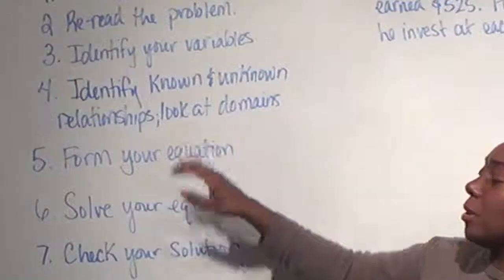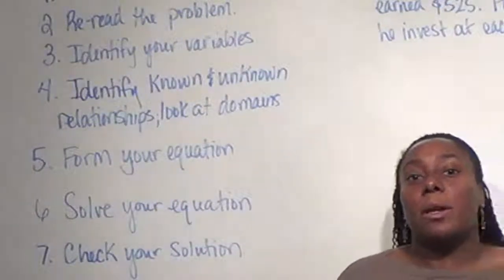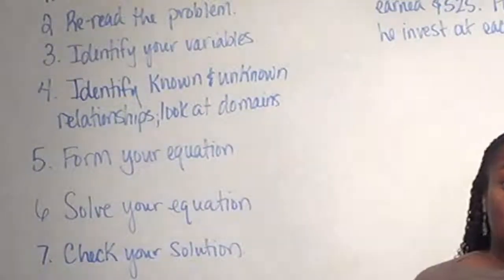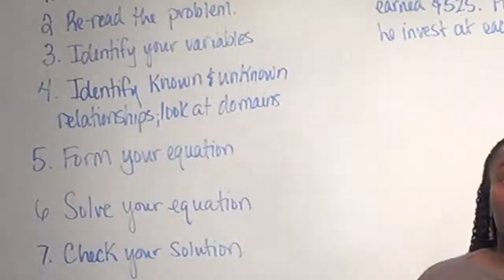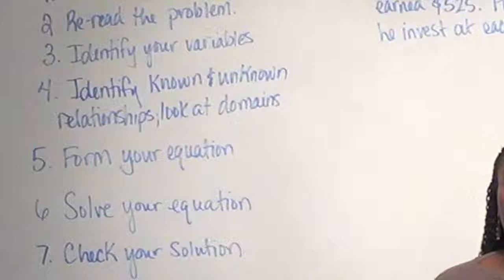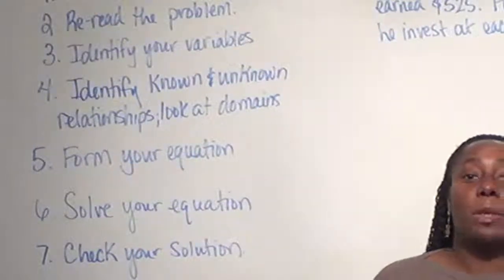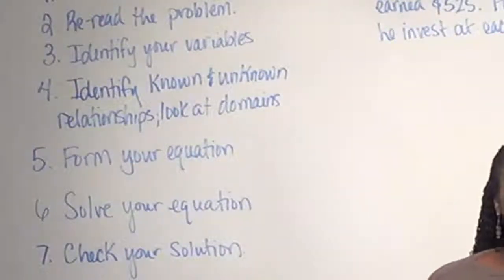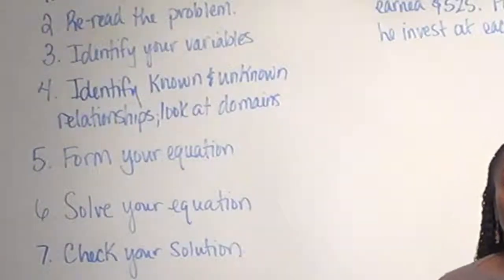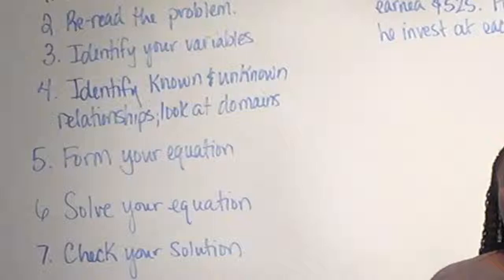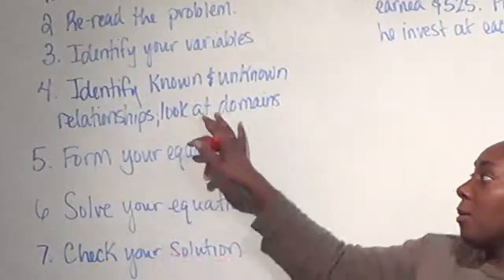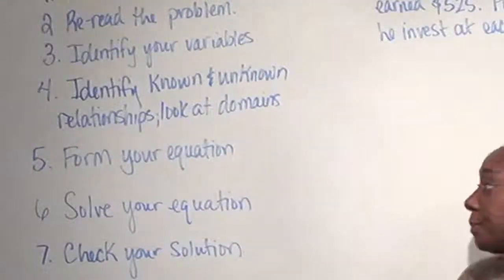Okay, and I also want to look at domains. So once I know what those unknown quantities are, are there values of the variable that don't make sense in the problem? Okay, one good example would be if I'm looking at an interest problem and I'm investing money into an account. Obviously, I can't have negative amounts of money. So if I end up with a negative answer, I know that I can throw that out.